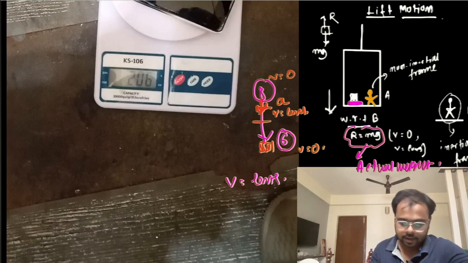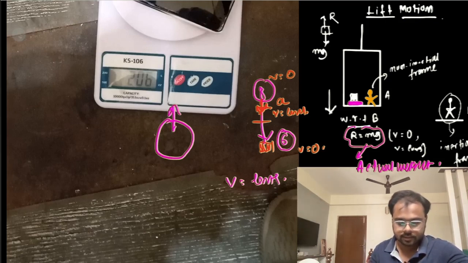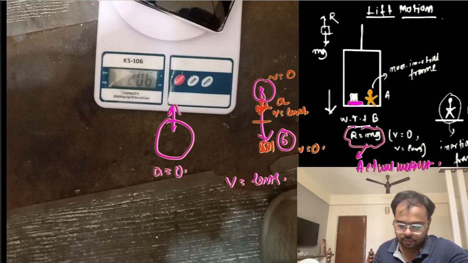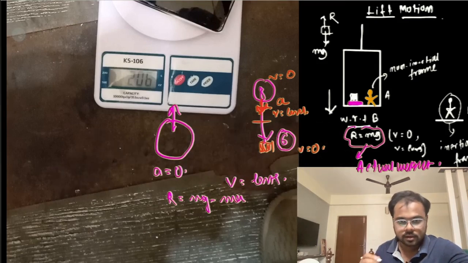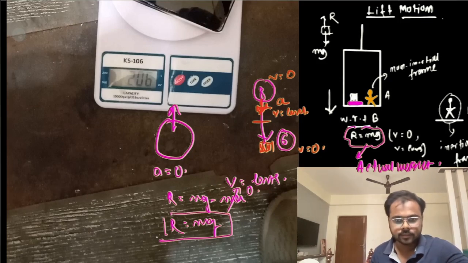Okay, so you can understand the change again, which is 206. So it becomes constant. Whenever the velocity is constant, that means acceleration equals 0. So in the previous formula, that is r equals mg minus ma while the lift was coming down, you can take this acceleration as 0, and r becomes equal to mg, which was the same as earlier, right?